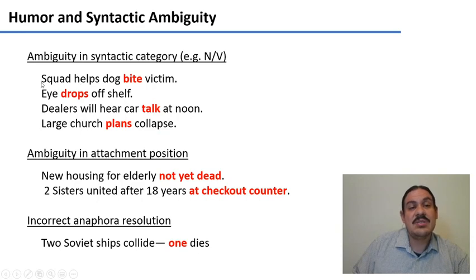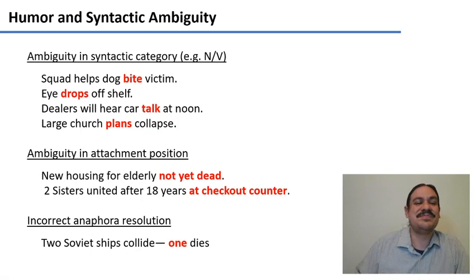For example, the squad helps dog bite victim. Eye drops off shelf. Dealers will hear car talk at noon. And large church plans collapse. Which of course, plans can mean the description of the design or to be planning, the action of falling apart.